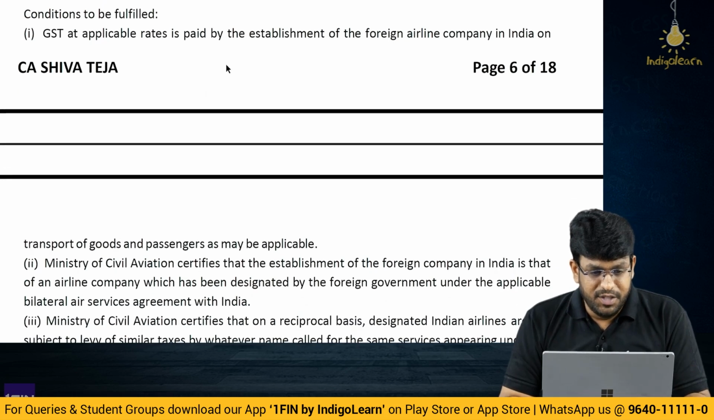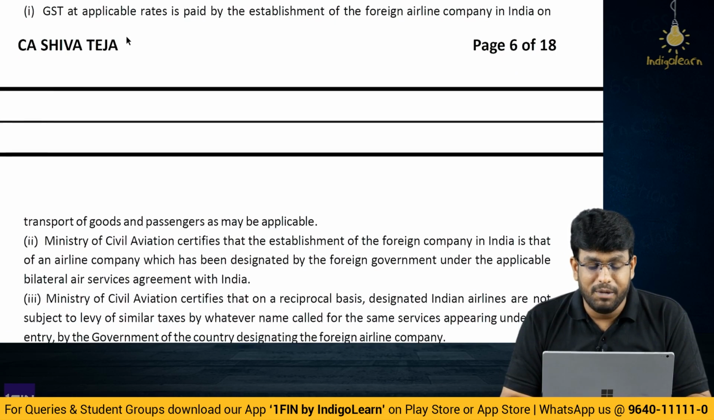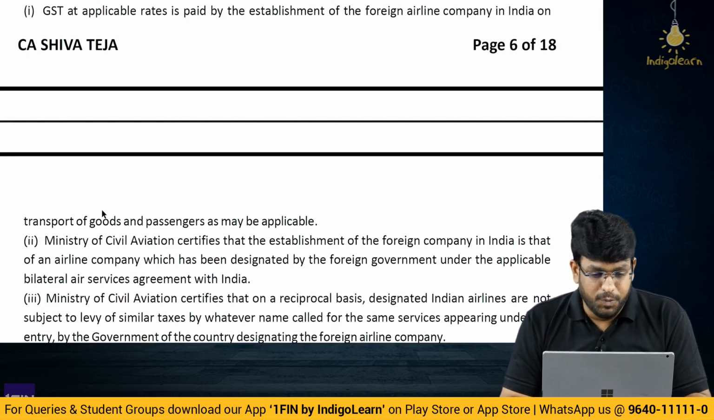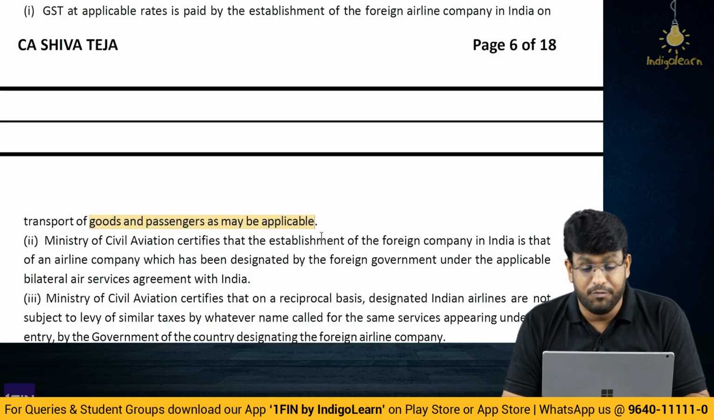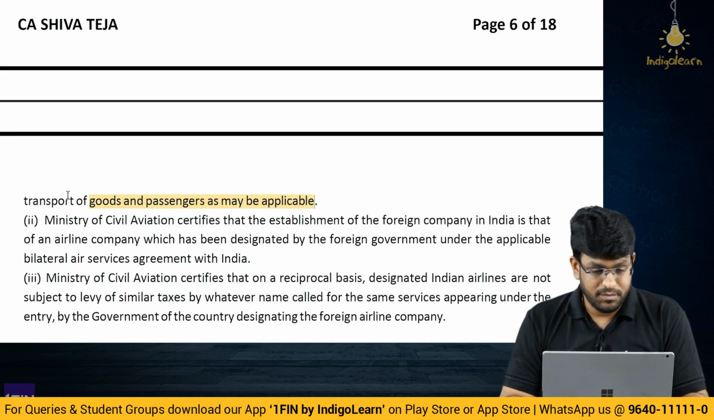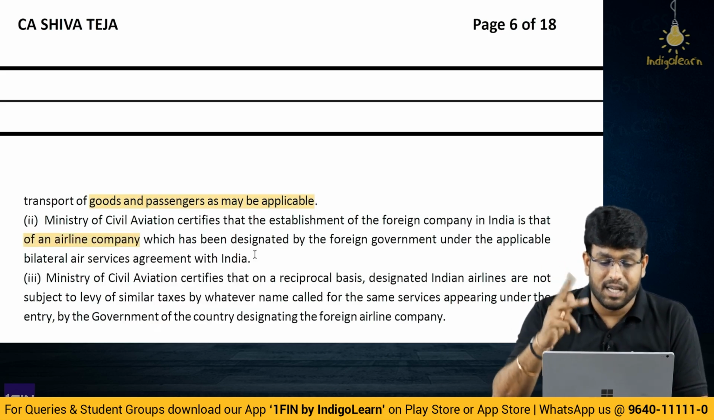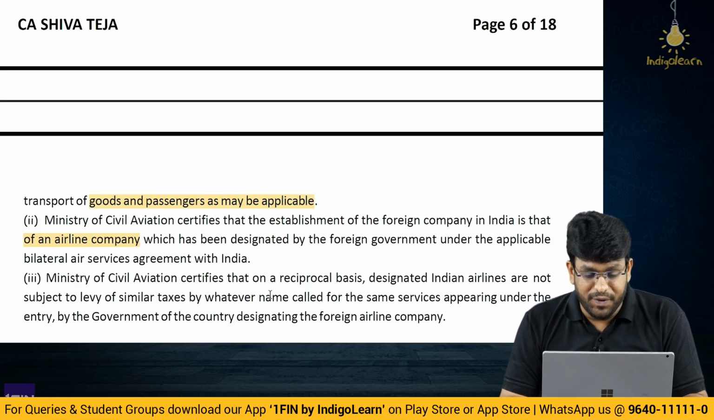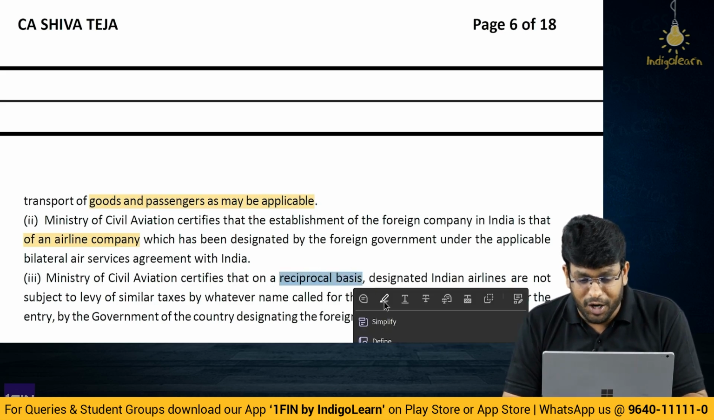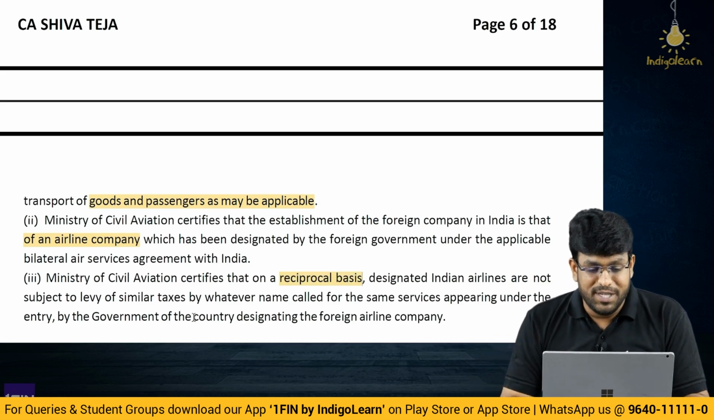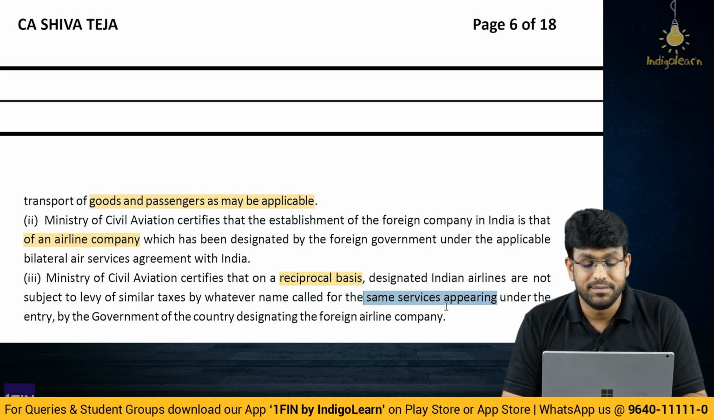What is the condition? GST at applicable rates is paid by establishment of foreign airline company in India on transport of goods or passengers as may be applicable. That means the foreign airline company is paying tax in India. And Ministry of Civil Aviation certifies that the establishment of foreign company in India is that of an airline company which has been designated by the foreign government under applicable bilateral air service agreement. And Ministry of Civil Aviation certifies that on reciprocal basis, that means what? Indian airline companies are not subject to levy of similar taxes by whatever name called for the same service appearing under the entry. That means what?